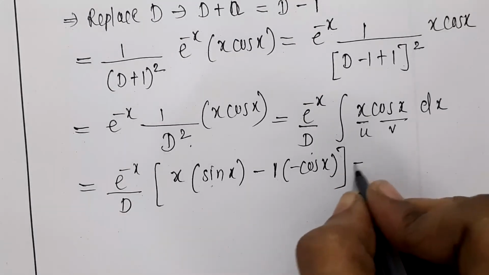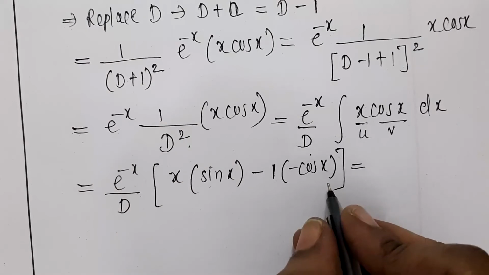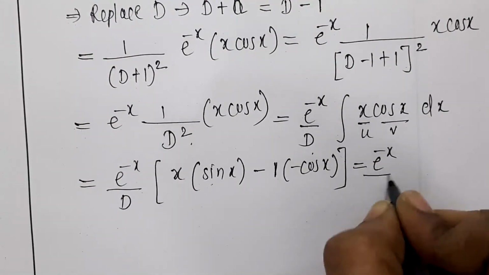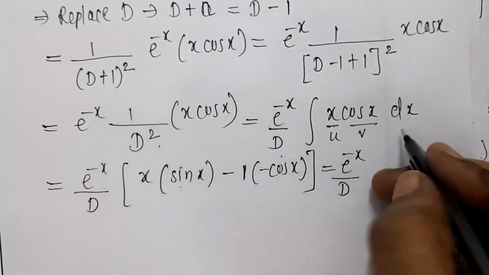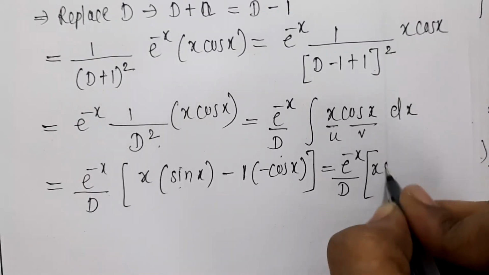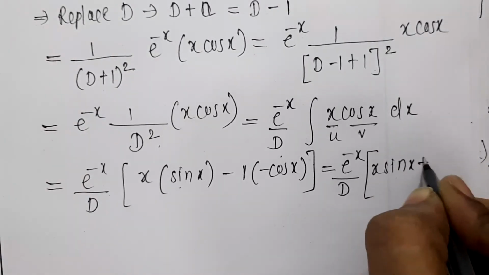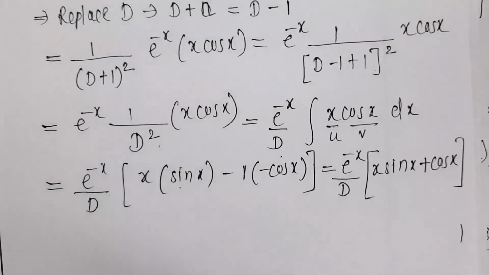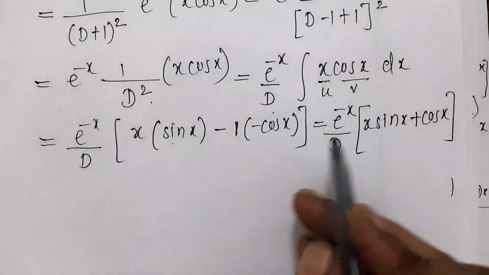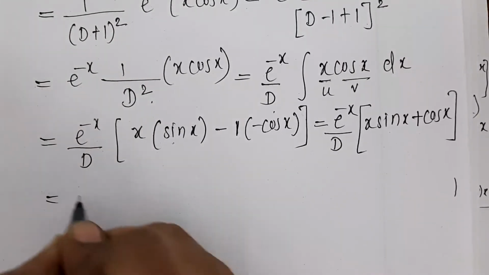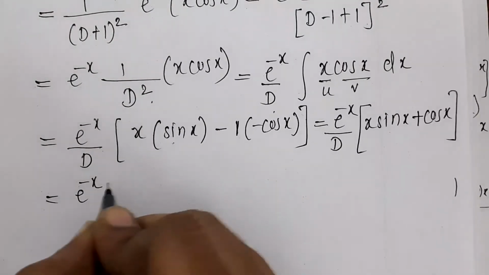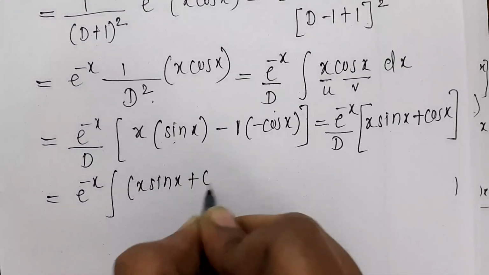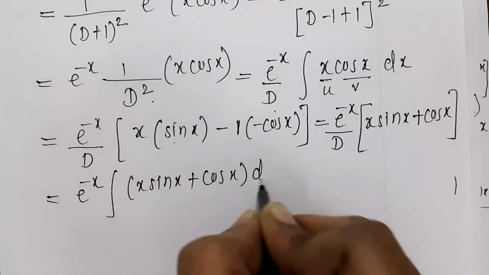So this is equal to, we use here the general rule of integration by parts. So by Leibniz rule, it is e to the power minus x, integration of d as it is, x into sin x plus cos x. Now again we have to find out its integration because 1 upon d is remaining. So it is equal to e to the power minus x, integration of x sin x plus cos x dx.